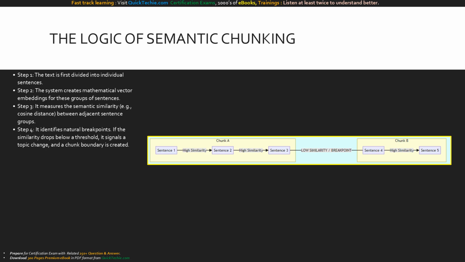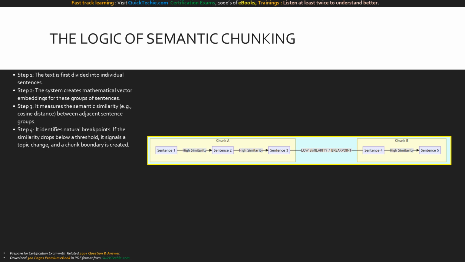Step 3 is where the magic happens. The system measures the semantic similarity between adjacent sentences. Think of it as calculating how closely related sentence A is to sentence B. Finally, it scans for natural breakpoints. If sentence A is talking about apples and sentence B is suddenly talking about car engines, the semantic similarity score drops drastically. The system detects this drop, realizes the topic has changed, and strategically slices the text right there.